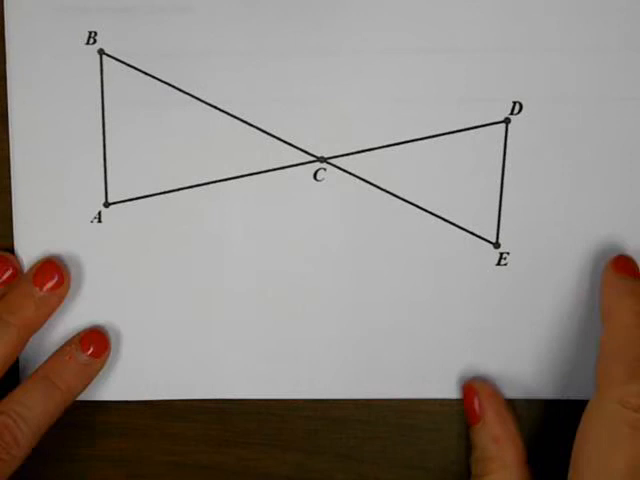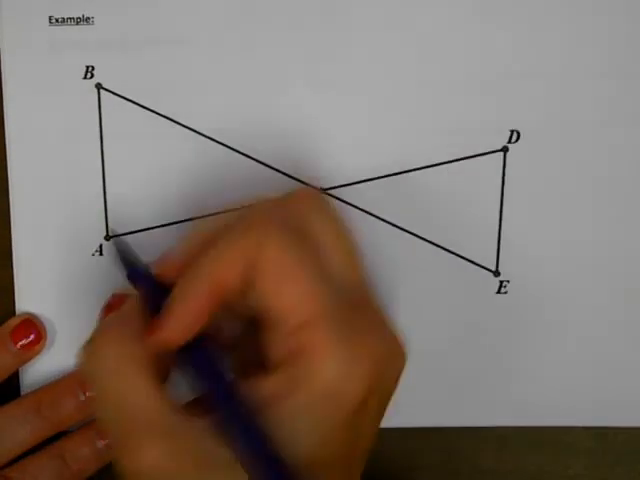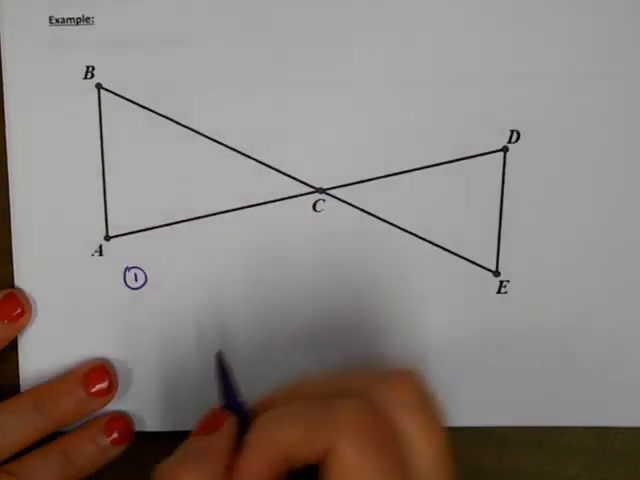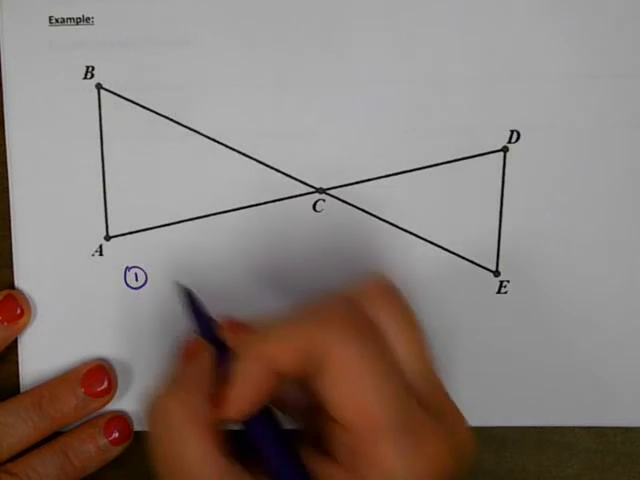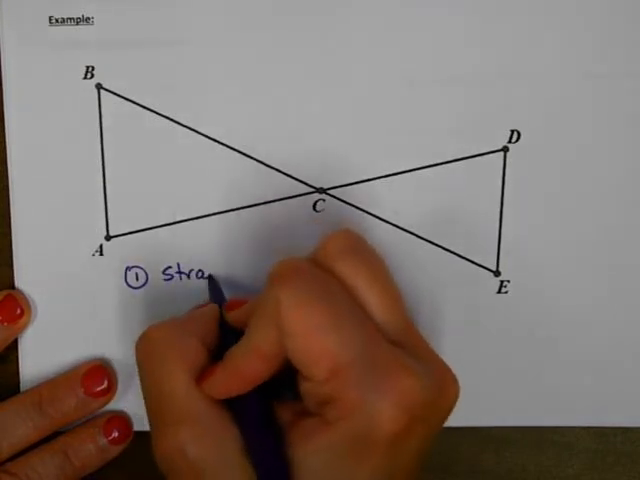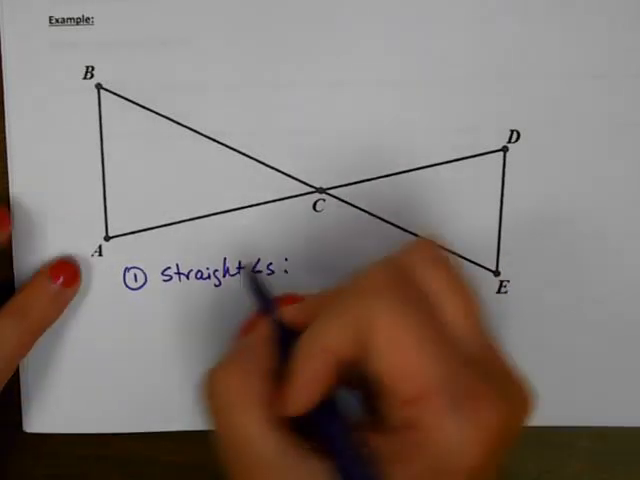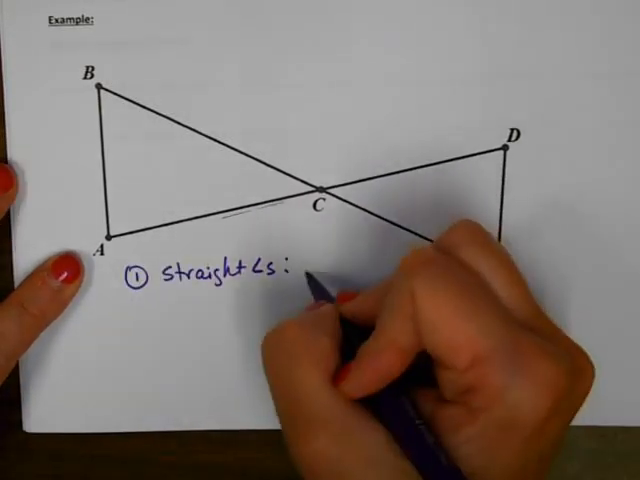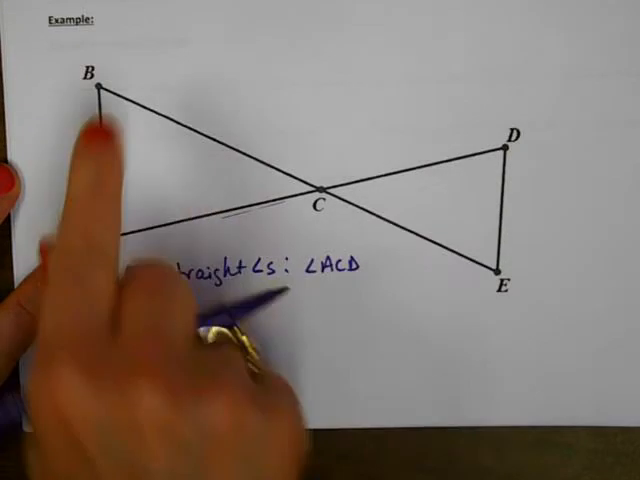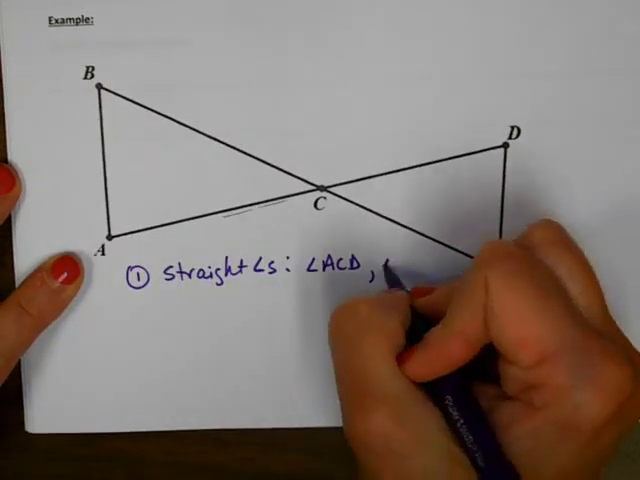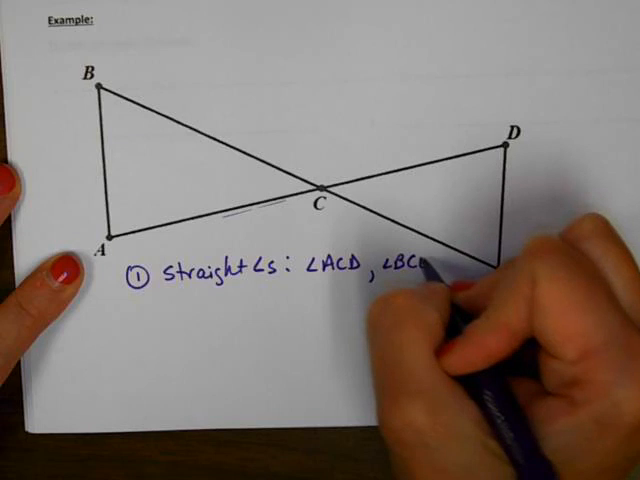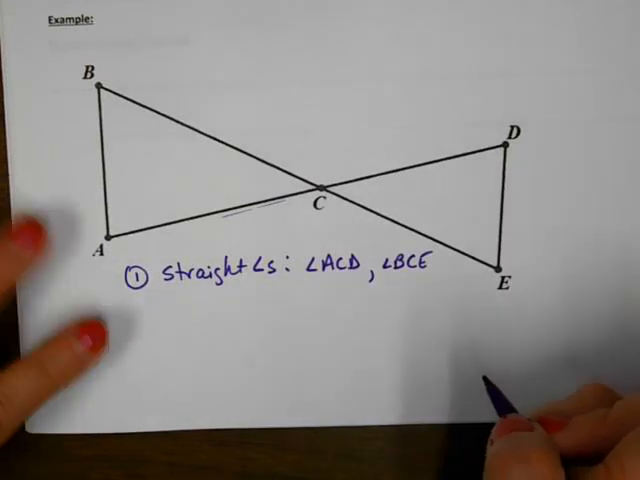Okay, so let's just talk about this picture real quick. So number one, we can assume straight lines and angles. So let's talk about the straight angles. Can you name the straight angles for me? The two that I see are this angle, which is angle ACD, and this angle, which is angle BCE. Both of those angles are straight, and you can assume that.